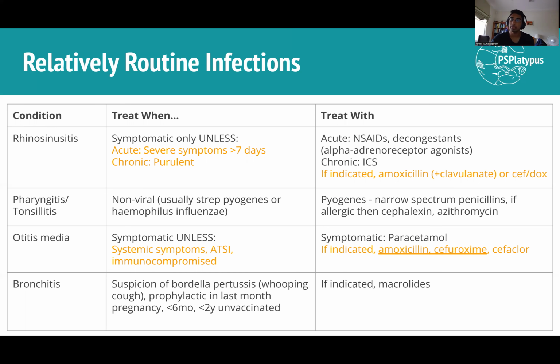And so usually we treat it using narrow spectrum penicillin, so benzyl penicillin, not on your core drug list, that one. If we are allergic to penicillins, then we shove them over to cefalexin, which is a type of cephalosporin, or azithromycin, which is a macrolide.